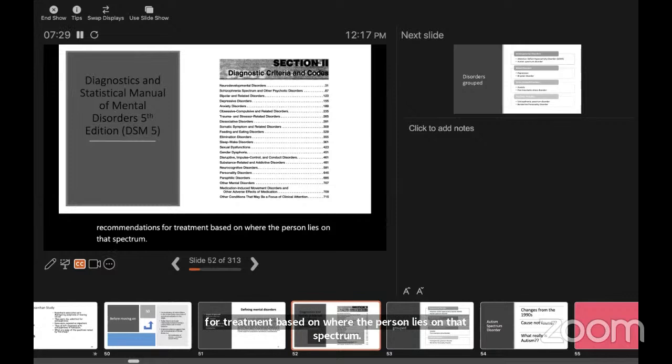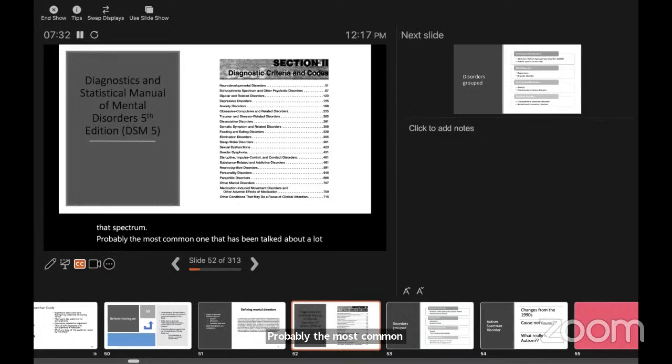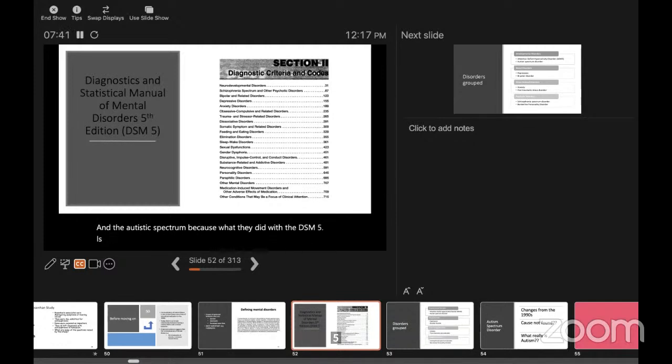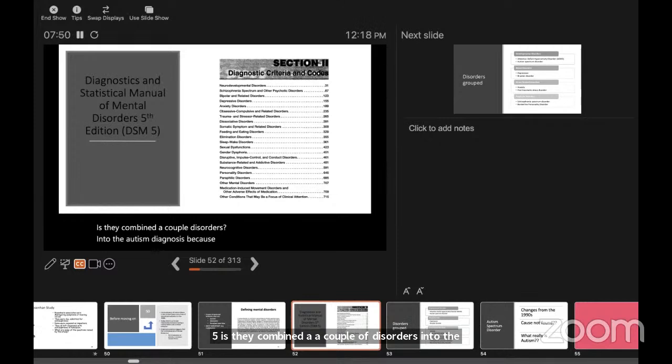Probably the most common one that has been talked about a lot lately is autism and the autistic spectrum, because what they did with the DSM-5 is they combined a couple of disorders into the autism diagnosis, because they recognized that, and we'll get to these, these disorders were so similar that they were more related to each other. One example is Asperger's disorder, which is now considered a mild to moderate version of autism, which we will get to in just a few minutes.